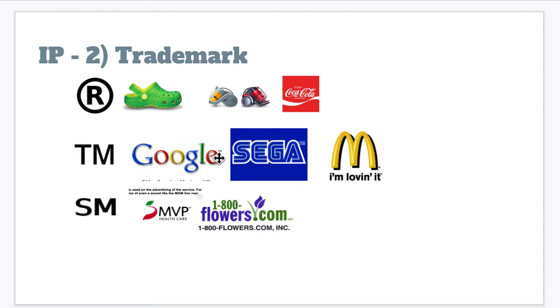So for trademark, you see Google's a TM, Sega's a TM, the Golden Arches is a TM. "I'm loving it," I even think, is a TM. So all these things are trademarks, but they're not registered, so they have different rights. And you don't need to understand the difference between the rights, just recognize that there are differences.